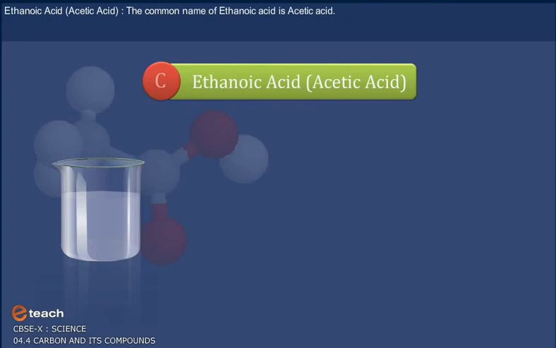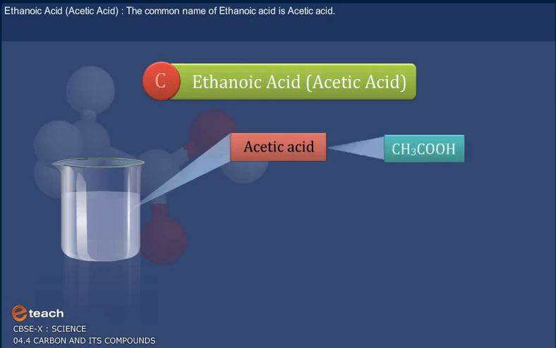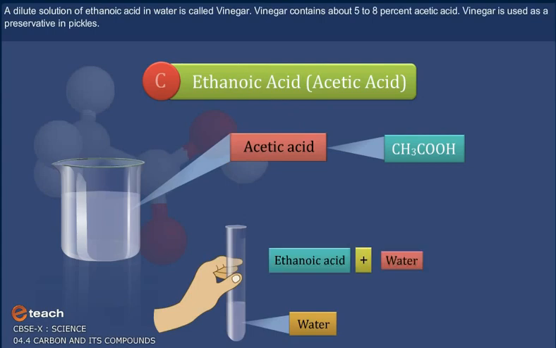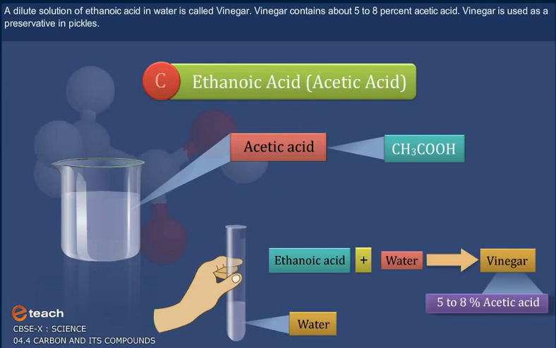Ethanoic acid, acetic acid. The common name of ethanoic acid is acetic acid. The formula of ethanoic acid is CH3COOH. A dilute solution of ethanoic acid in water is called vinegar. Vinegar contains about 5 to 8% acetic acid. Vinegar is used as a preservative in pickles.